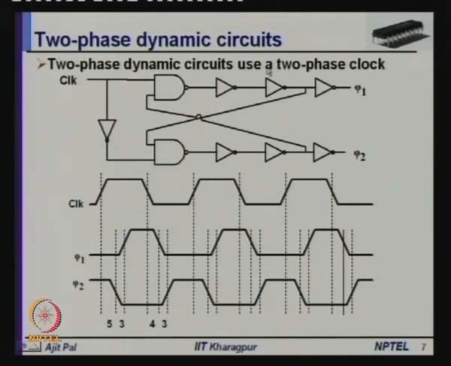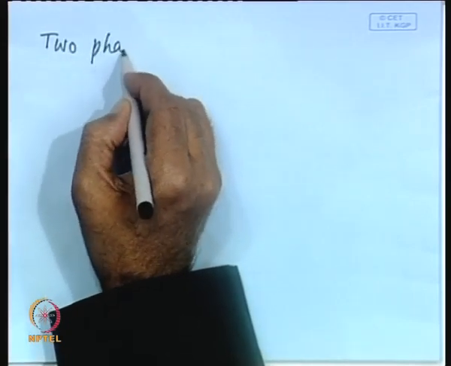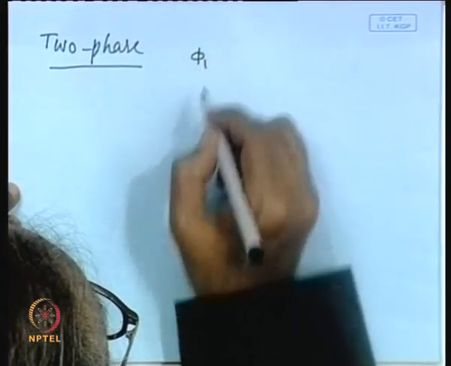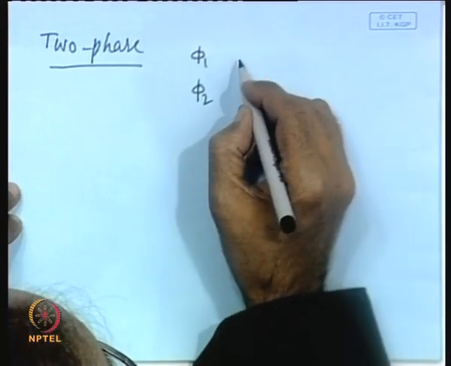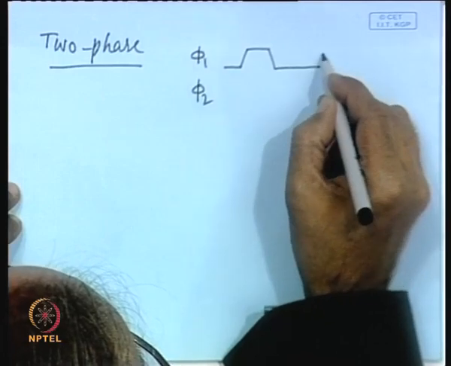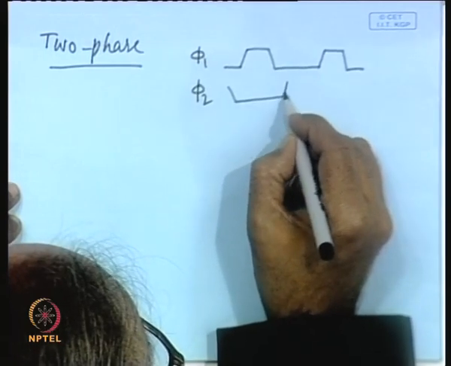Now, before we discuss two phase dynamic circuits, what do we really mean by two phase? In two phase, you will find that there are two clocks, not one. So, that means you will be having a clock phi 1 and another clock phi 2. And they will have this kind of relationship: this is phi 1, and phi 2 will be like this.